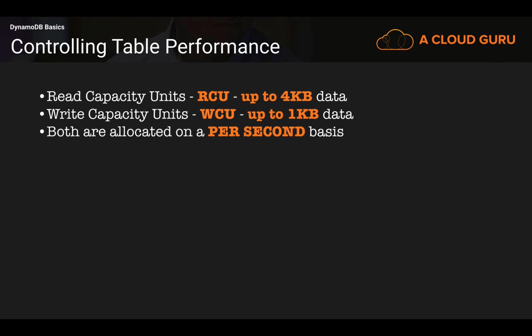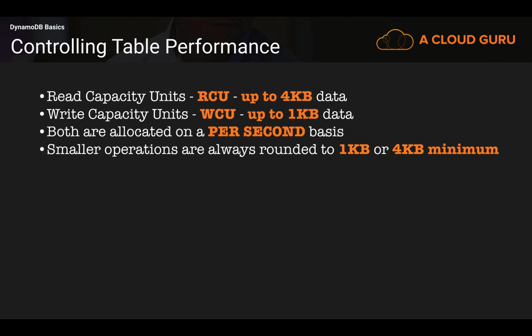For example, if you give a table 10 read and 10 write capacity units, this allows 10 read operations, each of which can be up to 4 kilobytes in size, and that gives a total of up to 40 kilobytes per second of read. Or you've got 10 write operations, each of which is up to 1 kilobyte in size, and that's a total of up to 10 kilobytes per second of write performance.